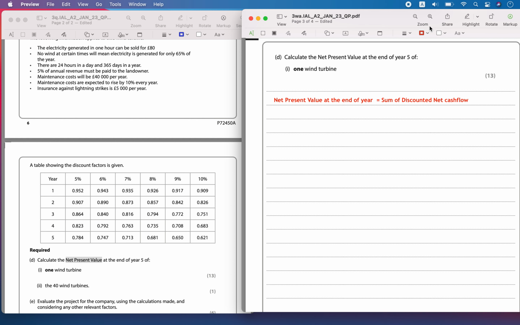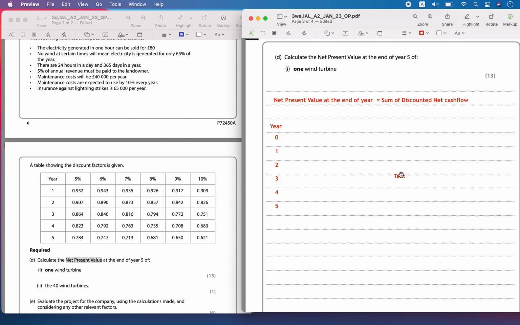Now how will you calculate the sum of the discounted net cash flow? Let's put here one table. First is the year. We will start from year 0, and then you have 1, 2, 3, 4, 5. These are the years of investment they are looking at. You will also include year 0, from where the investment was made. So always start from year 0.